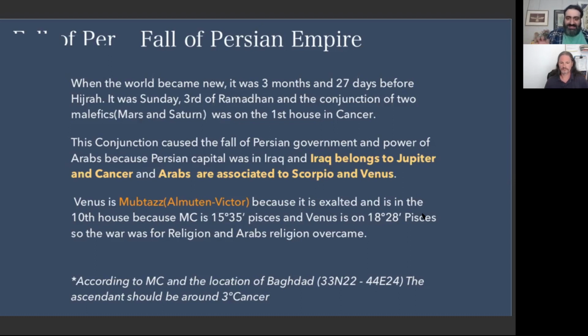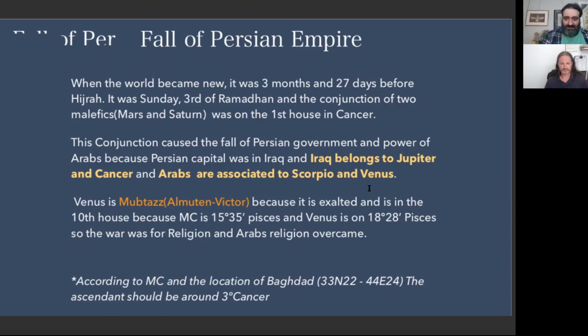Venus is Mubtaz, which is translated to Al-Mutan in Western medieval astrology, and means victor, because it's exalted and it's in the 10th house. And because the MC is 15 degrees and 35 minutes of Pisces, and Venus is at 18 degrees and 28 minutes of Pisces. So the war was for religion, and the Arabs' religion overcame. So here it shows that the person who cast this chart uses a quadrant system, uses MC, and uses the house system anyway. Mm-hmm, right.